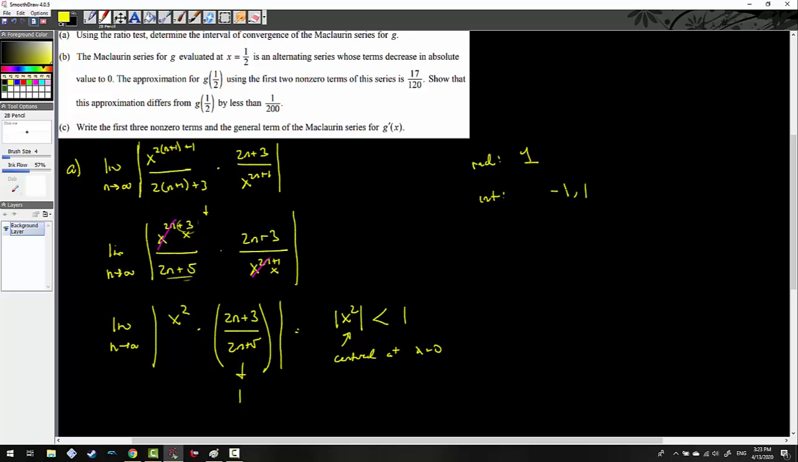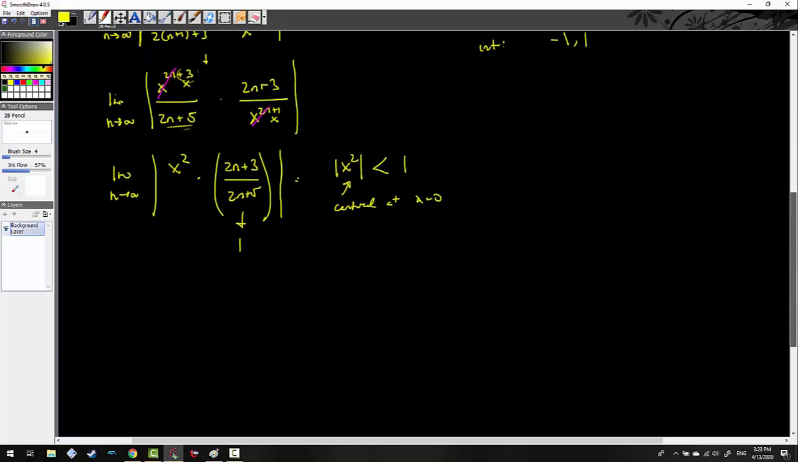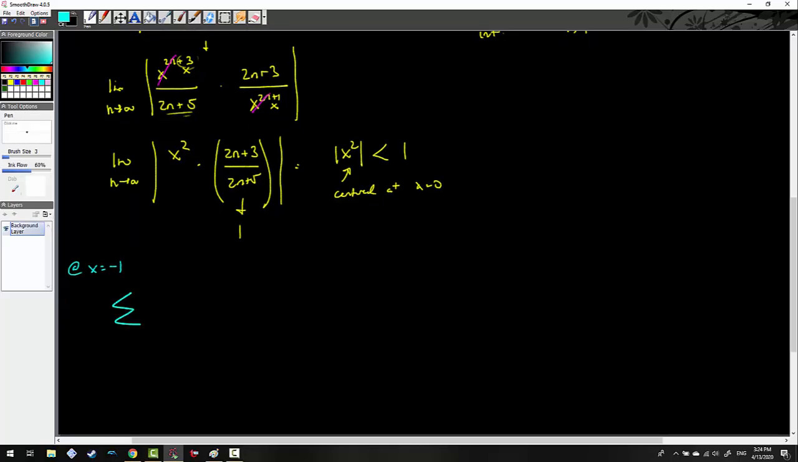And so from here, all we have to determine is what types of brackets to put around the negative 1 and the 1. So how do we do that? Well, I'm going to go ahead and test out what's happening with the series exactly at those points. So at x equals negative 1, it will be the summation from n equals 0 to infinity of negative 1 to the n times negative 1 to the 2n plus 1 over 2n plus 3.